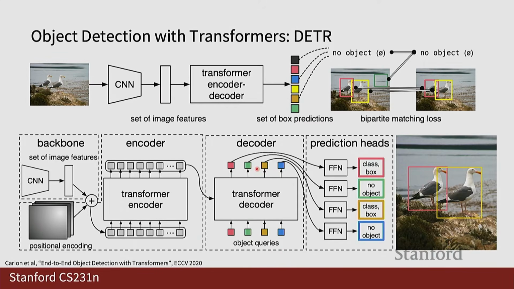which are passed through an FFN, a feed-forward network, to generate class labels and the bounding boxes, very similar to what we discussed earlier. Or even in some cases it just says there is no object to be detected, and at the end we have the bounding boxes and the classes associated with the bounding boxes as the output.